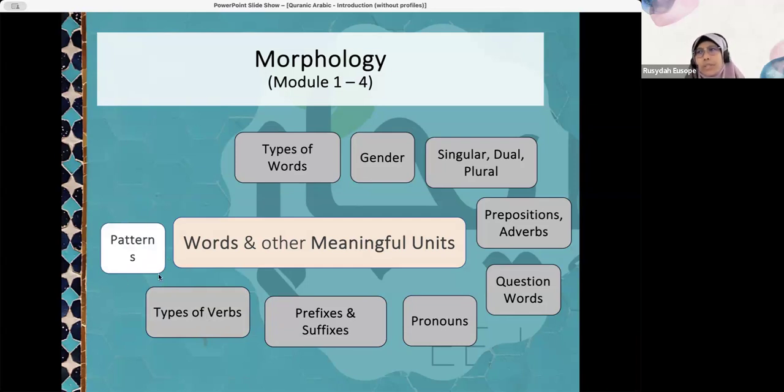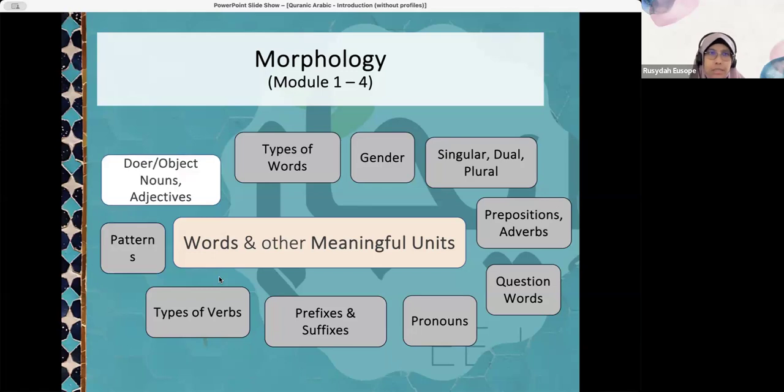One of the characteristics of the Arabic language is that if you know the root meaning, the three root letters, and then you've memorized the pattern, it will help us to derive or to guess the meaning of the words. I will share the example. I think it's in the next slide. These are examples of patterns.